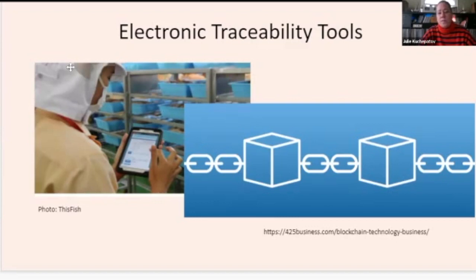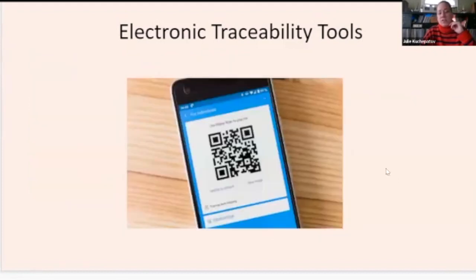There's electronic traceability that can go from your phone, programs that the fishermen can download and scan, whatever. And then there's blockchain technology, which is a little bit more complicated, and I'm not an expert, so I'm not going to even try to tell you what that is, but it is popular. It's becoming more popular. And then there are electronic traceability tools like QR codes, where you just take your phone and scan a label on your package, and all the information about the fish and where it was caught will come up on your phone.